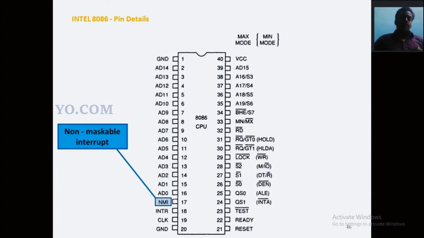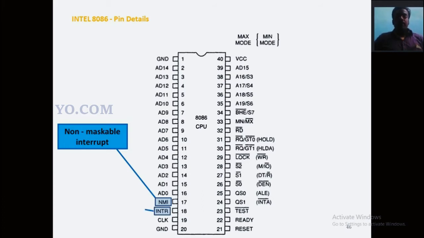Next one is NMI, non-maskable interrupt. We studied the NMI pin in the last class. It is a hardware interrupt. By using this pin, we can give an interrupt to the microprocessor. It is a non-maskable, uncontrollable interrupt. We studied it in the last class in unit 1.